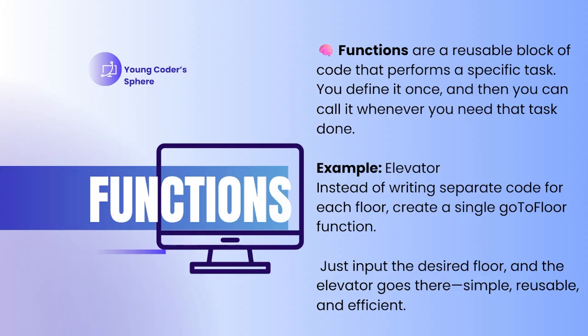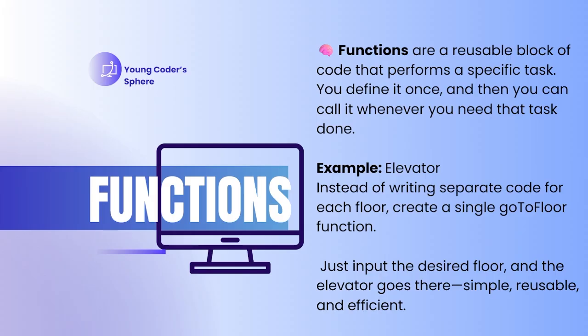Instead, we could use a function to make our code more efficient. We can make a go to floor function, which accepts a floor as one of its parameters. The specific floor number would be the argument that's passed into the parameter, and it would cause the function to send the elevator to that floor.